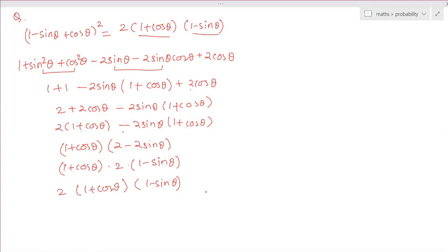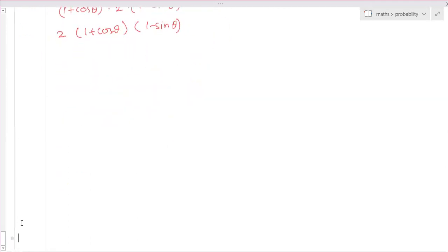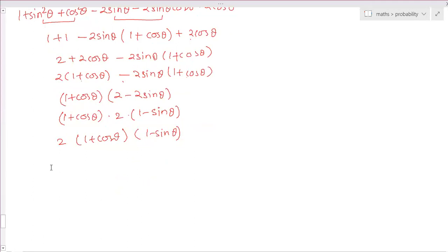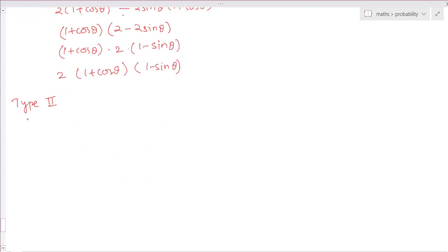Completed? Next question. Now type 2 questions. If sine theta plus sine square theta is equal to 1, prove that cos square theta plus cos to the power 4 theta is equal to 1.